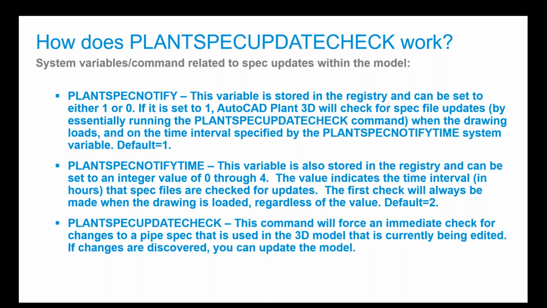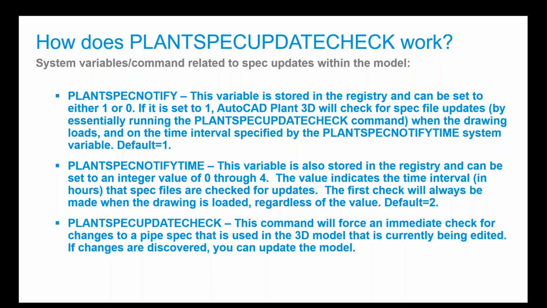And then there is also another system variable, which is plan spec notify time. This actually helps you to control the time interval at which you want the notification. Let's say as an administrator, you don't want to trouble the user to get this notification so regularly, then you can change it. The default value is 2, but the integer values go from 0 to 4, giving different options with respect to the time interval for the administrator or the user to play with as well.